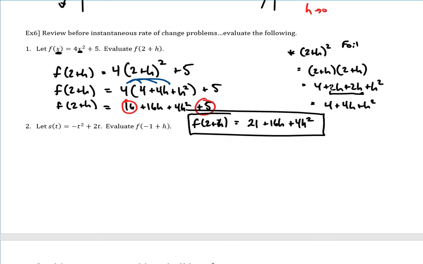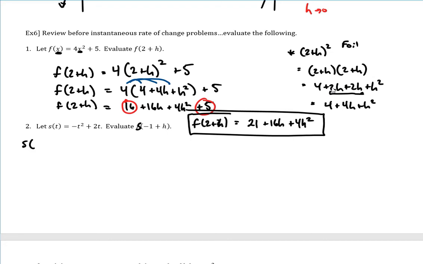Okay, so let's do one more practice one before we jump into the instantaneous rate of change problem. All right, so let's evaluate s of negative 1 plus h. Oh, that should be s. So I made a typo. That's s because our function is s. Sorry about that.